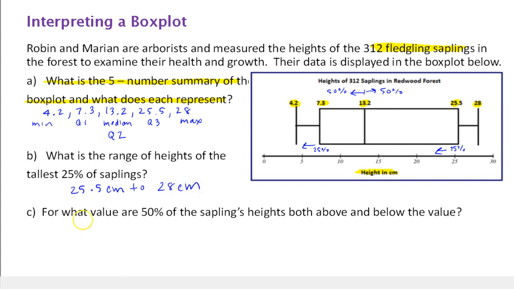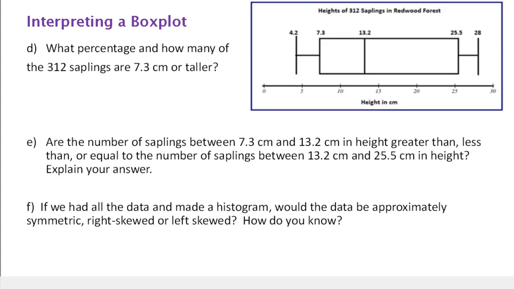Next, we're asked, for what value are 50% of the sapling's heights both above and below the value? Well, 50% is the median value, which is Q2. So 50% to the left, 50% to the right. So 13.2 centimeters. Let's look at the next question.